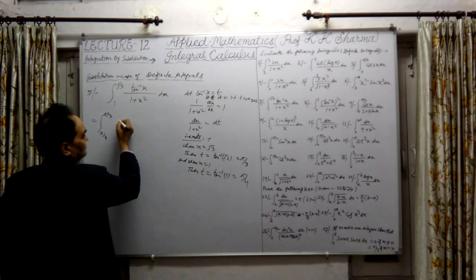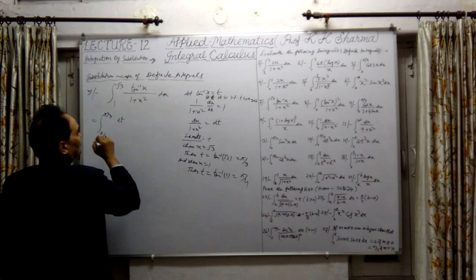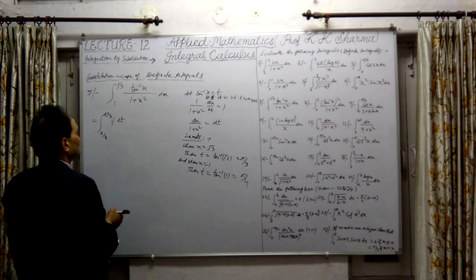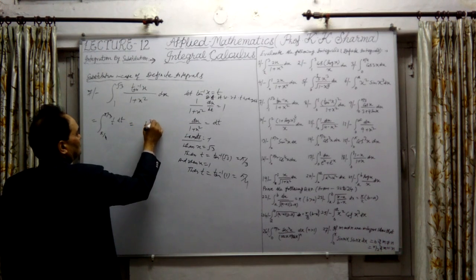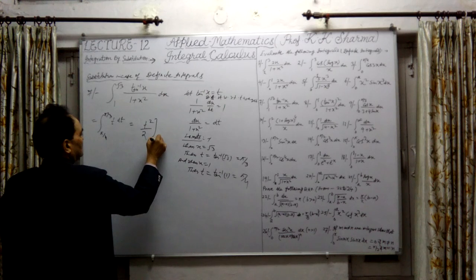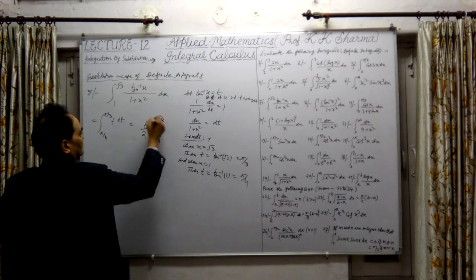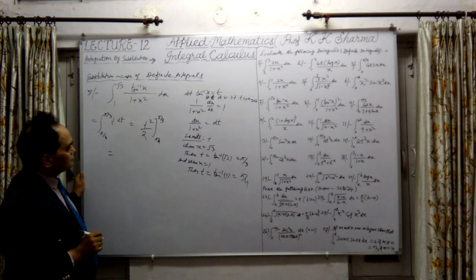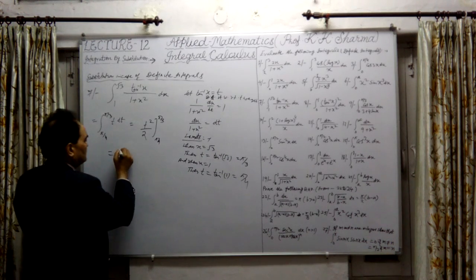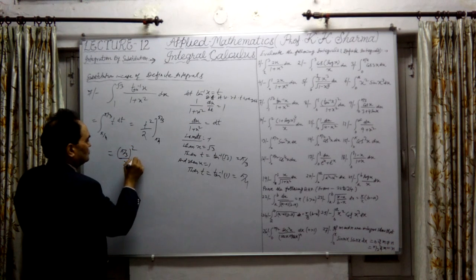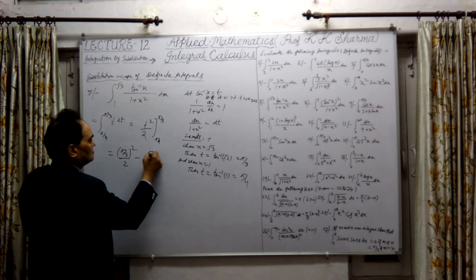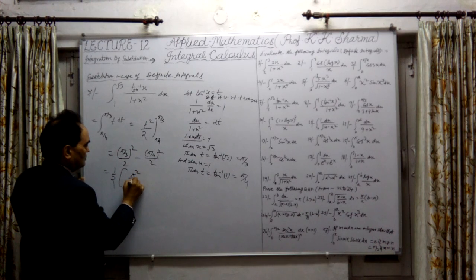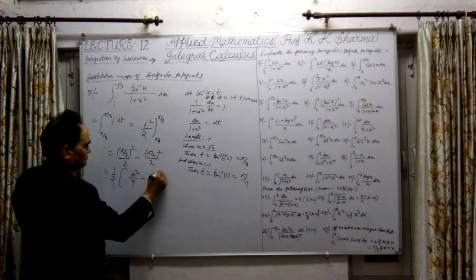It is now only t dt. The integral of t dt will be t square upon 2, with limits pi by 4 to pi by 3. Now substitute the limits: in place of t, substitute pi by 3 first. This will be pi by 3 whole square upon 2 minus pi by 4 whole square upon 2. Taking 1 by 2 common, it will be pi square upon 9 minus pi square upon 16.